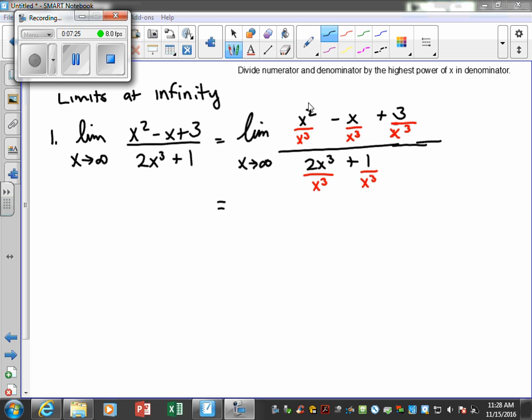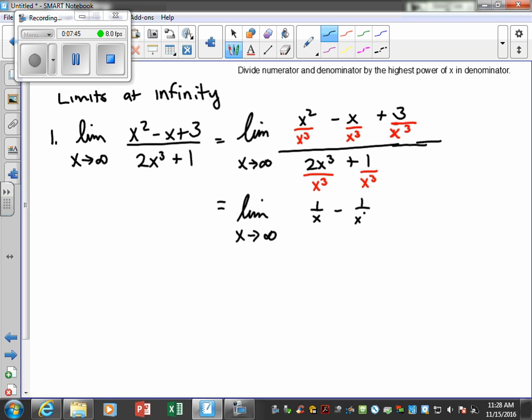Okay, so next we're just going to simplify term for term for term. Let's look at the limit as it approaches infinity. And what's the first term going to simplify to? 1 over x. Good, so I just have 1 over x minus, what's the next one? 1 over x squared plus 3 over x cubed. Okay, that's my numerator. Now let's do the same thing in the denominator. I'm going to be left with just 2 plus 1 over x cubed.